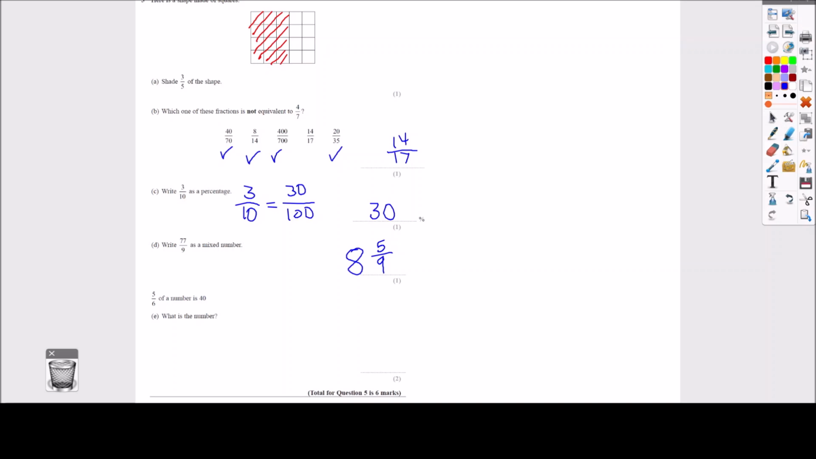Now for part E, 5/6 of a number is 40. What is the original number? So be careful here. This is not asking us to work out 5/6 of 40. If we had been asked to do 5/6 of 40, we would just do 5/6 times 40. This is the other way around. We're trying to find the original number. So we've now got to just reverse it and do 6/5 times 40. Put that into your calculator, okay, and you get 48.